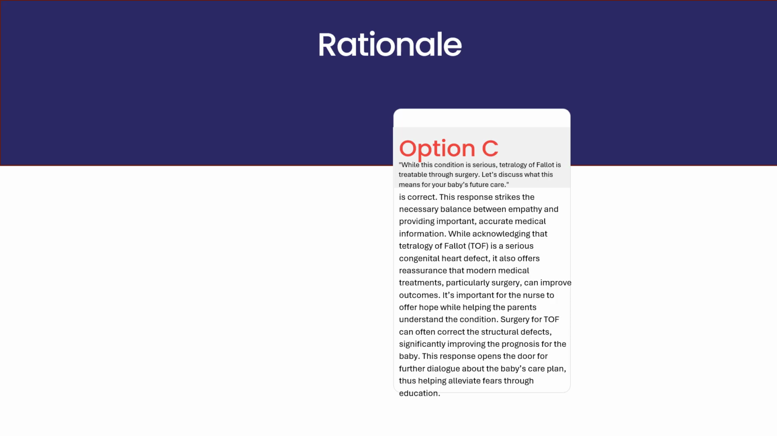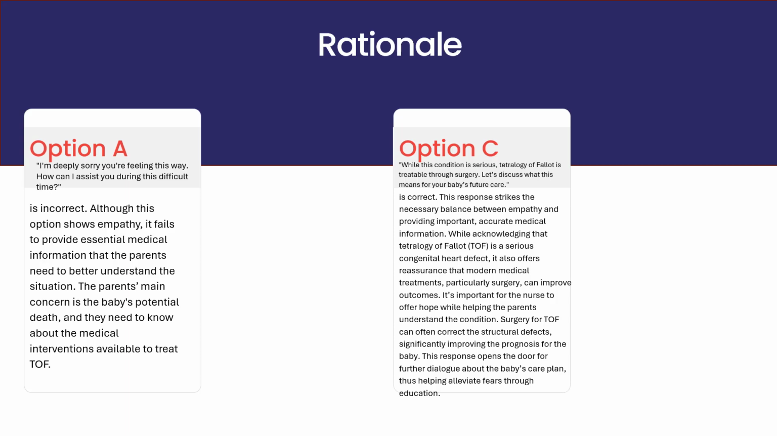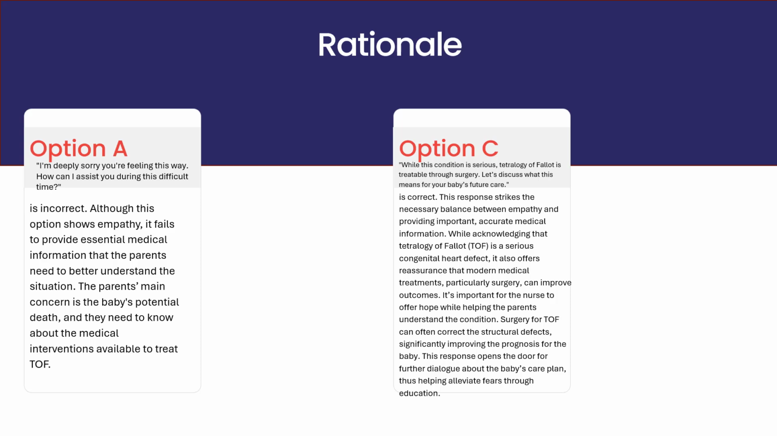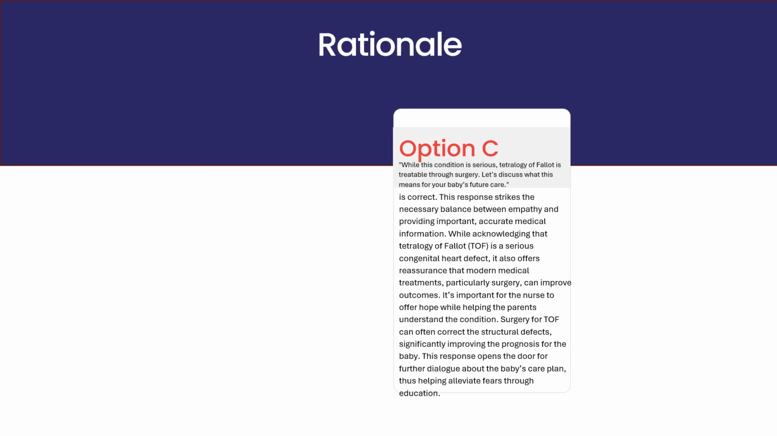While acknowledging that tetralogy of Fallot is a serious congenital heart defect, it also offers reassurance that modern medical treatments, particularly surgery, can improve outcomes. It's important for the nurse to offer hope while helping the parents understand the condition. Surgery for tetralogy of Fallot can often correct the structural defects, significantly improving the prognosis for the baby. This response opens the door for further dialogue about the baby's care plan, thus helping alleviate fears through education.